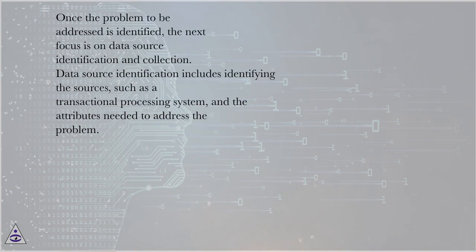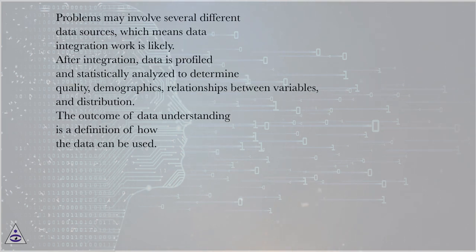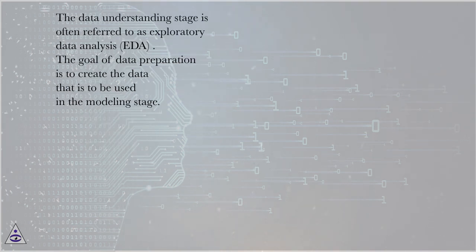Once the problem to be addressed is identified, the next focus is on data source identification and collection. Data source identification includes identifying the sources, such as a transactional processing system, and the attributes needed to address the problem. Problems may involve several different data sources, which means data integration work is likely. After integration, data is profiled and statistically analyzed to determine quality, demographics, relationships between variables, and distribution. The outcome of data understanding is a definition of how the data can be used. The data understanding stage is often referred to as exploratory data analysis, EDA.